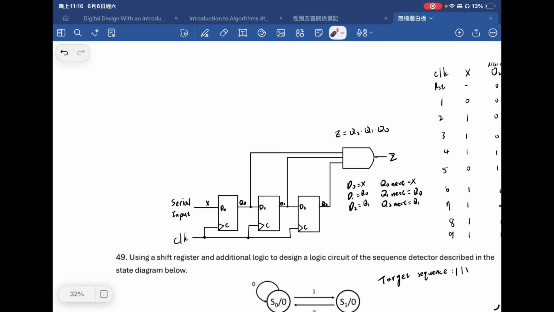So we use a shift register and additional logic to design a logic circuit of a sequence detector.